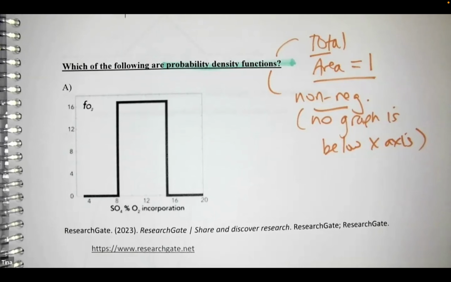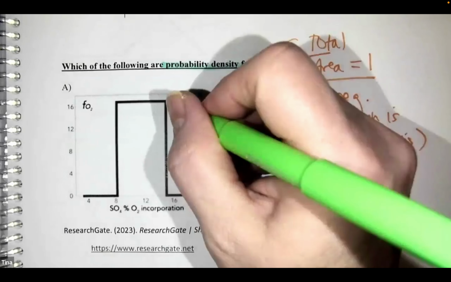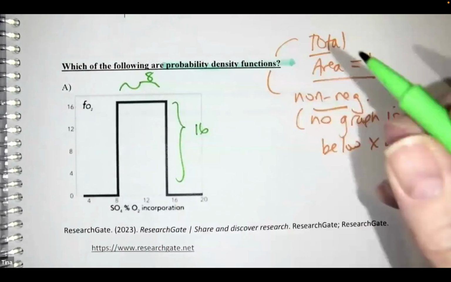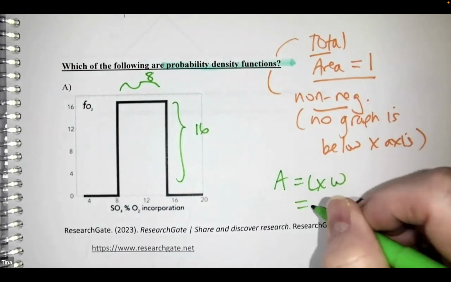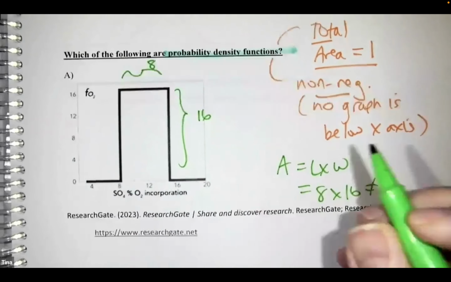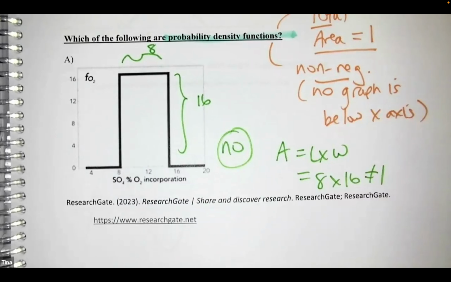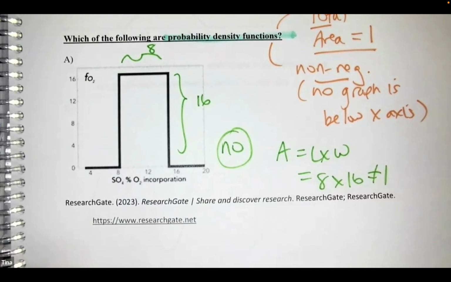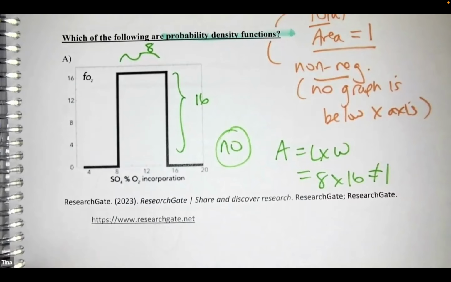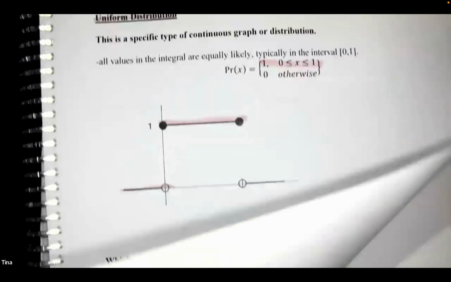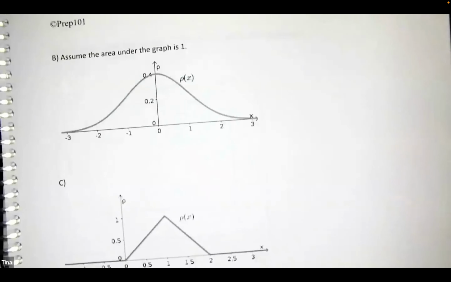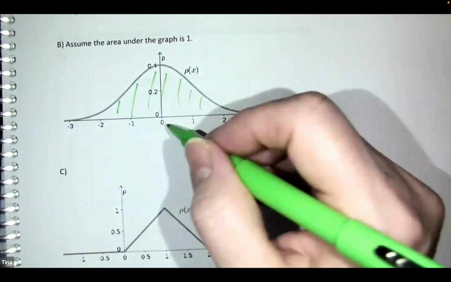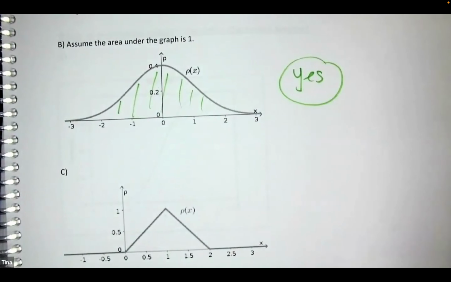Okay, so for the first one here, well, I've got 16, and that's from 8 to 16. So guess what? That is not 1, is it? So clearly that can't be representing probability. So B, assuming the area is 1, then yes, right? If the area under this is 1, it's always above the x-axis, so that one's good.